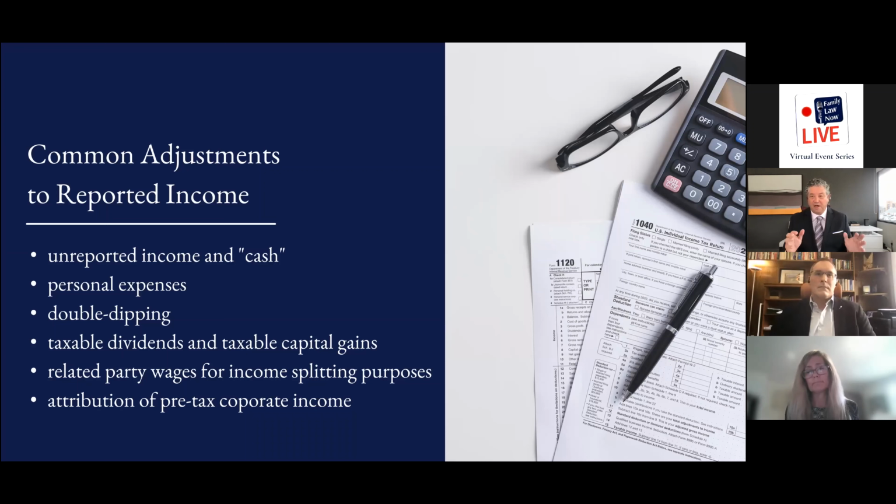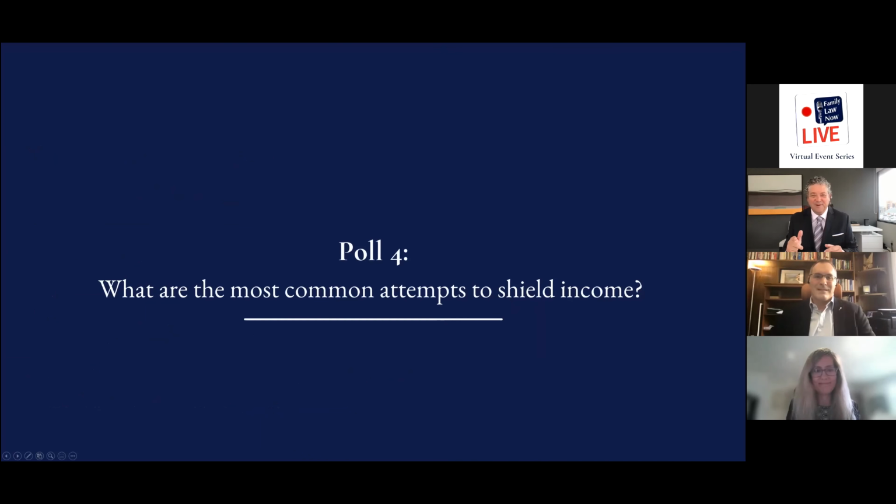All right, we've gone a long time without a poll here. I'm going to start getting squirrely unless we do another poll. So let's throw a poll up and we're going to get to some more questions. So what are most of the common attempts to shield income? This is a great poll. I really want to see what the audience thinks about this. But in the meantime, let's take a question that came in here. Just wanted to see if I can find it. We had a lot of questions coming in. Just give me a moment here.